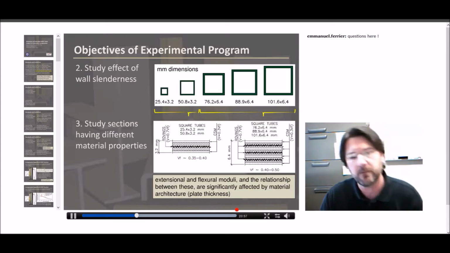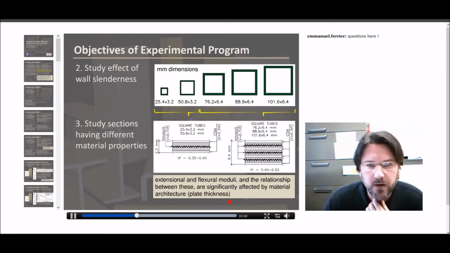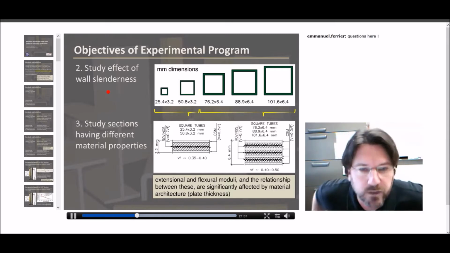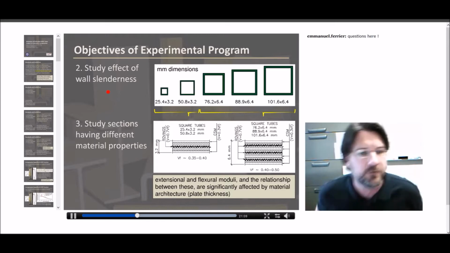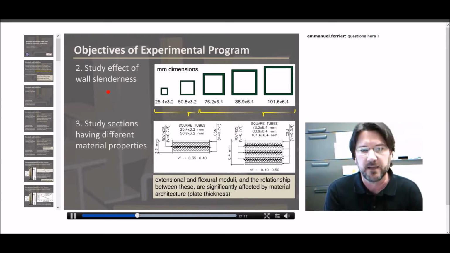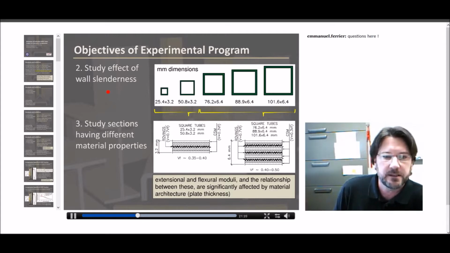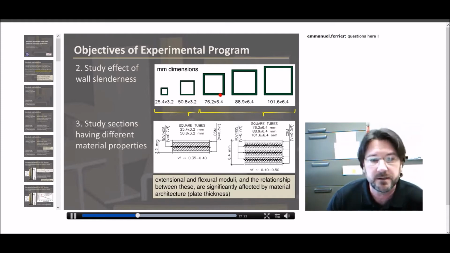So what I want to do is take you through briefly the experimental program. We studied the effects of wall slenderness, and I want to highlight some of the issues that we come up with when we're dealing with pultruded FRP, and I appreciate that pultruded FRP may not be as well known to some of the people joining us today. So we looked at 5 different shapes, box shapes from 25 millimeters up to 100 millimeters, very typical pultruded shapes, and wall thicknesses of 3 millimeters and 6 millimeters.